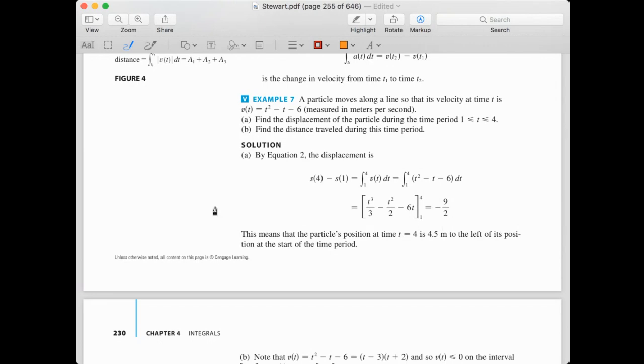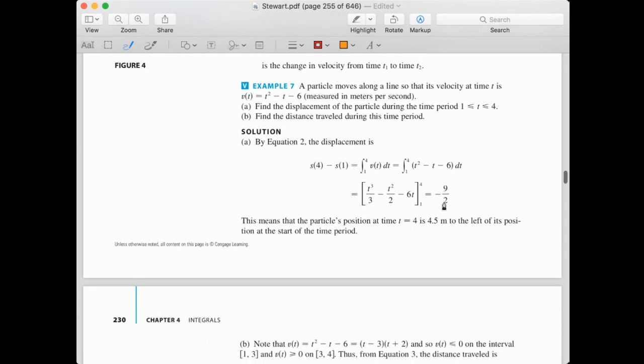All right, so the area above the x-axis is smaller than the area below the x-axis. That's what negative means. Right? So this means the particle's position at time t equals 4 is 4.5 meters to the left of its position at the start of the time period. So the left in this application has a meaning.